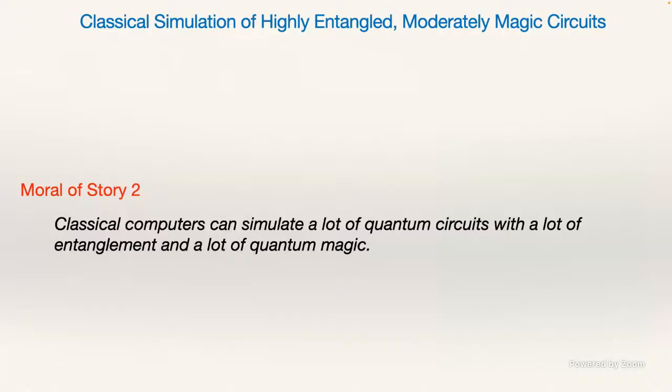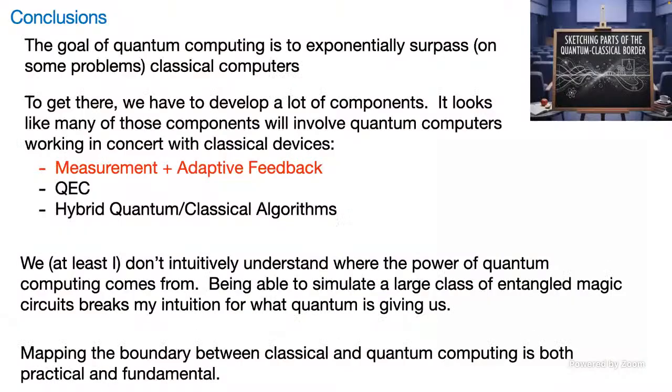Okay, so now I'm done. What is the moral of this story? Well, classical computers can simulate a lot of quantum circuits, a lot of entanglement, and a lot of magic. So let me start with this part of the conclusion. This is a statement about fundamentals. We, or at least I, no longer understand intuitively where the power of quantum computing is coming from. Because here, this is a bunch of circuits with a lot of entanglement, a lot of magic. These are the things that I thought made quantum computers powerful. And yet, a bunch of them, although not all of them, we can go ahead and simulate. So this breaks some intuition.